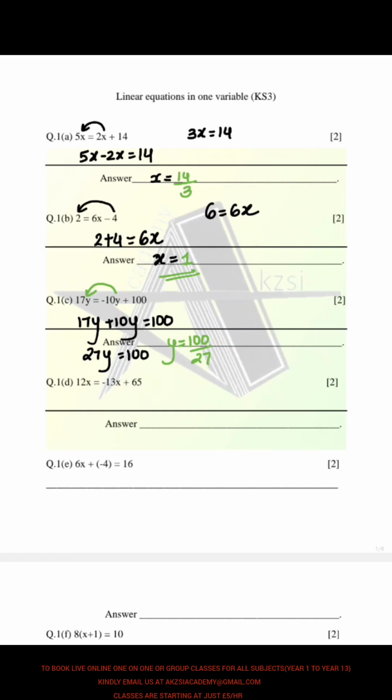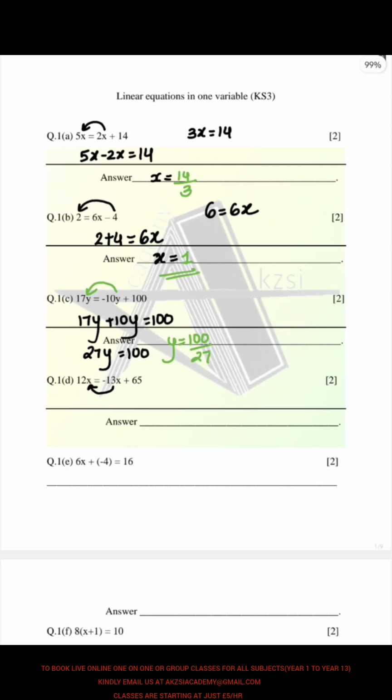Moving on to the next one, 12x equals negative 13x plus 65. Well, I have to again transpose it onto the left hand side. I will get 12x plus 13x equals 65. 12x plus 13x is 25x. So it's 25x equals 65. And now I have to divide both sides by 25. So x equals 65 over 25. And on further simplifying it, I'll get 13 over 5.